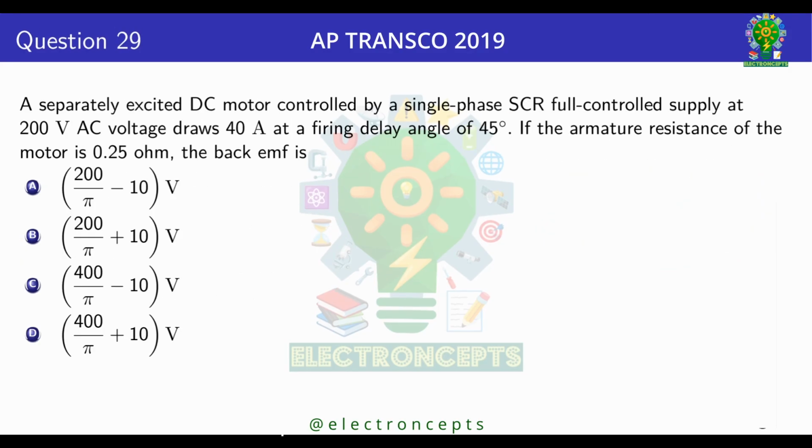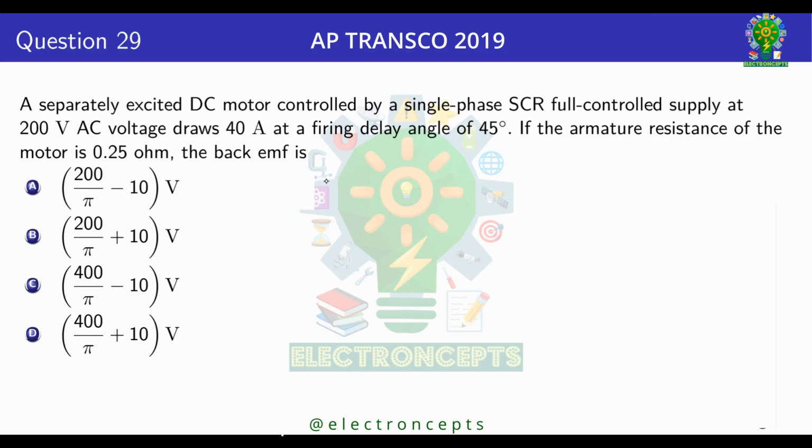Question number 29. A separately excited DC motor controlled by a single phase SCR full controlled converter, supplied with 200 volts AC voltage, draws 40 amps at a firing delay angle of 45 degrees. If the armature resistance of the motor is 0.25 ohms, we need to find the back EMF. In the question it is given that a single phase controlled rectifier is connected to a DC motor. DC motor is an RL load.